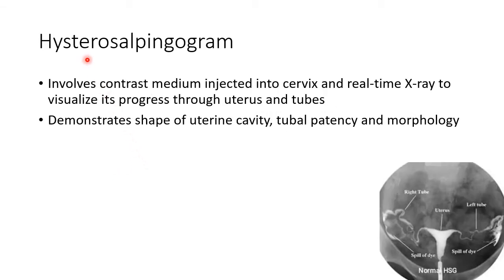First, let us see about Hysterosalpingogram. In this case, we inject contrast medium into the cervix and we take real-time X-ray to visualize the progress of contrast medium through the uterus and tubes. Hysterosalpingogram demonstrates the shape of the uterine cavity, tubal patency, and morphology. This picture shows a normal hysterosalpingogram. This is the uterus, this is the left, and this is the right tube with normal spill of dye.